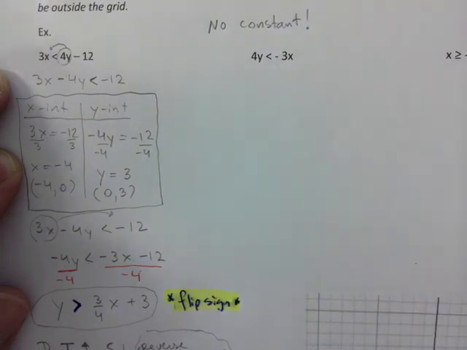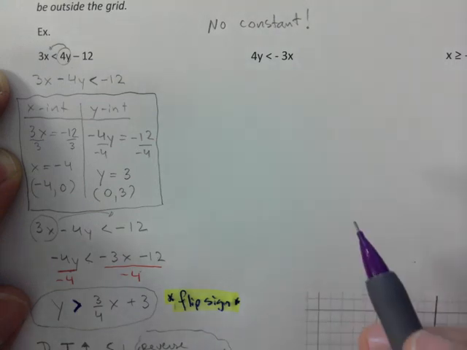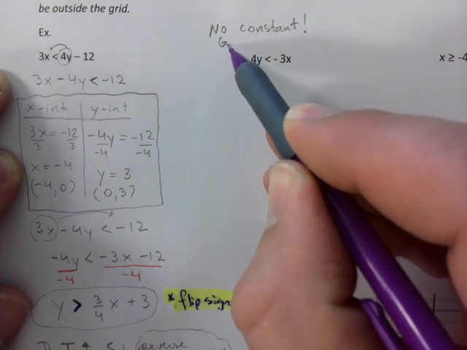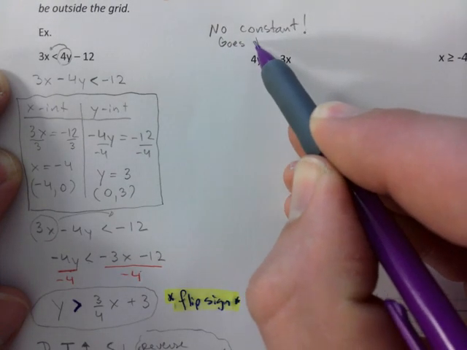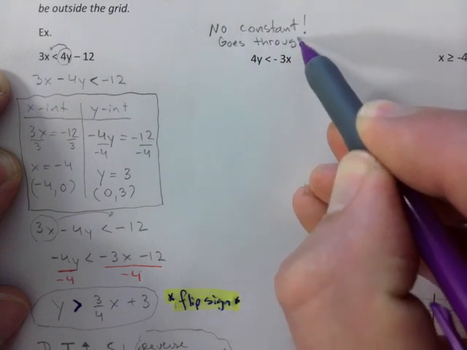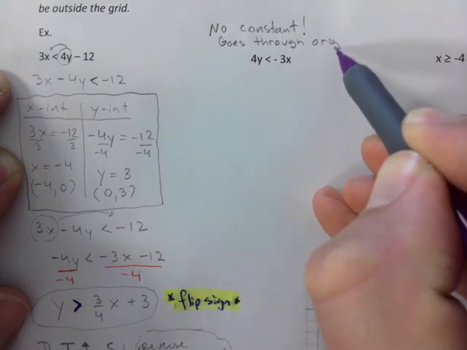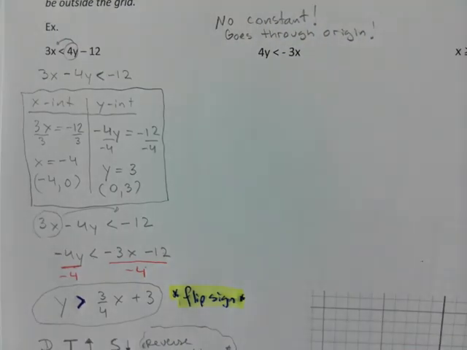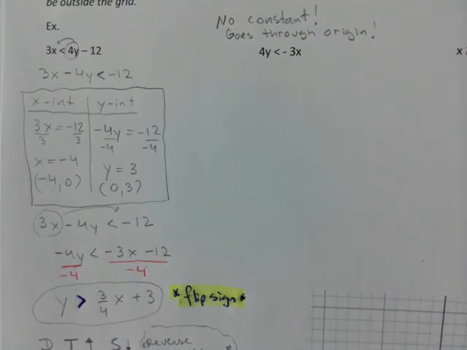And yesterday, if you did the homework, there's a question where it's y, x. So all you had was y and x, right? No constant, same idea. Okay. This goes through the origin. This will go through the origin, guaranteed. It doesn't matter how big the numbers are in front of x and y. If there's no constant, it goes through the origin.